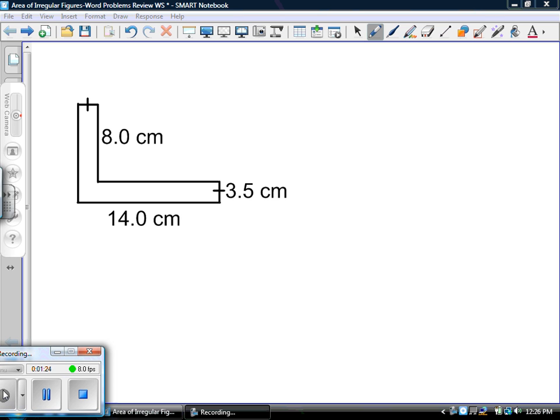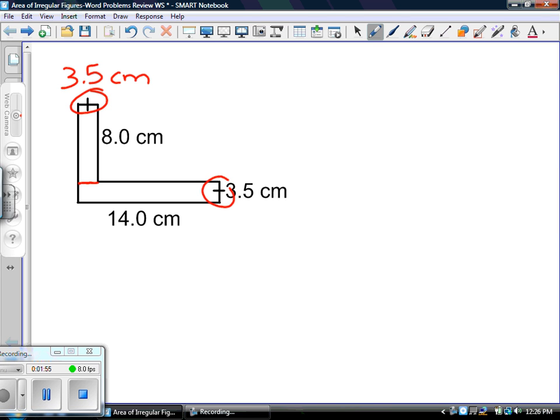When I break this up, there's not one specific way I can do it. I have options. The way I would do it is draw a line across here, splitting the top into a rectangle and then the whole bottom across into a rectangle. These little tick marks through the top and the side mean that those sides are congruent. So we know that up here is 3.5 centimeters as well.